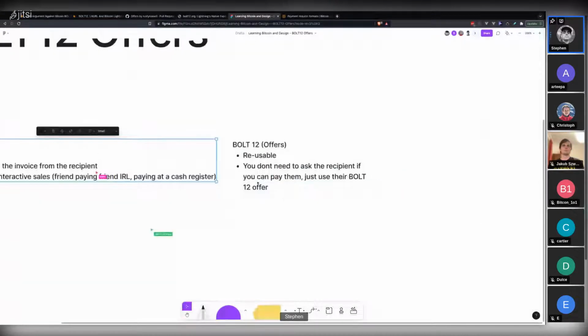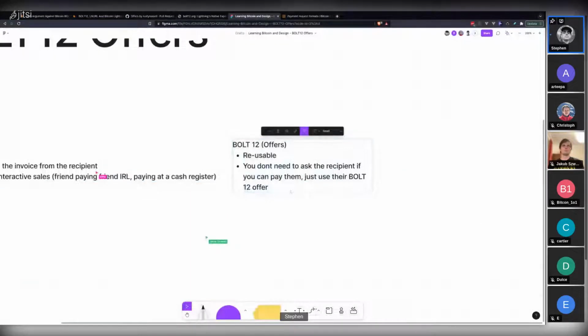But Bolt 12 offers are better for these kinds of non-interactive payments. The thing that comes to mind would be a tip jar, donation form, that kind of thing.